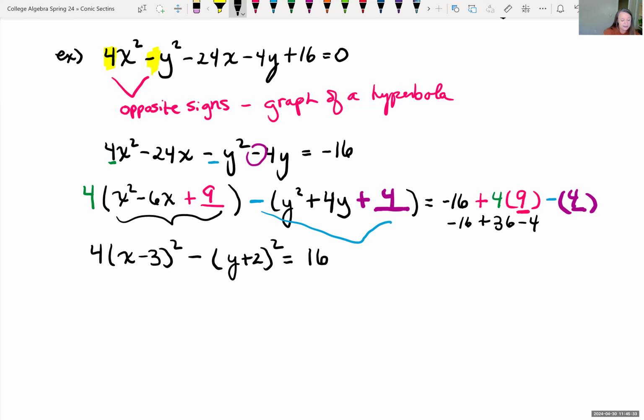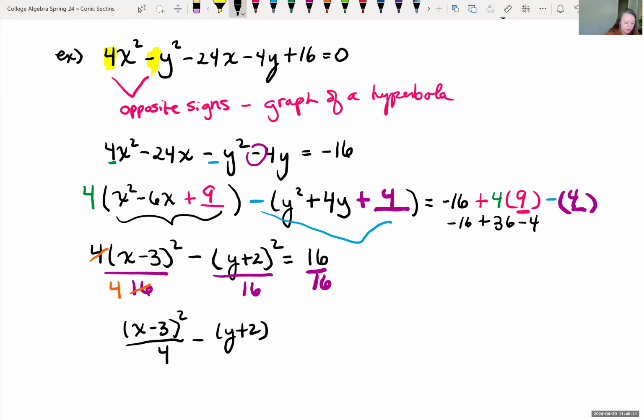So I'm not quite in that standard form yet because it has to be set equal to 1. And that coefficient in front of the squares in the numerator has to be 1. So let's divide every single term on each side of the equation by 16. So notice that makes that 4. That goes into 16 4 times. And so I now have my equation in standard form and I can start reading things off. So I have x minus 3 quantity squared all over 4 minus y plus 2 quantity squared all over 16 equals 1.